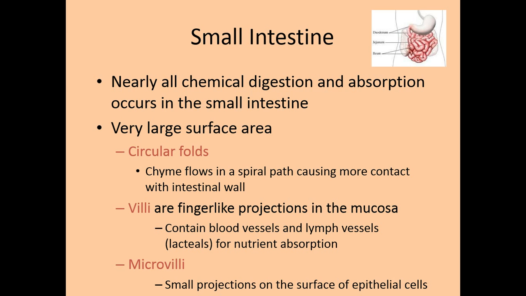And then if you were to look really close at those villi, each individual epithelial cell on the surface of a villus has its own teeny tiny hairs at the surface called microvilli. So essentially your small intestine is like a really amazing sponge. It just has an incredible amount of surface area for absorption of nutrients.